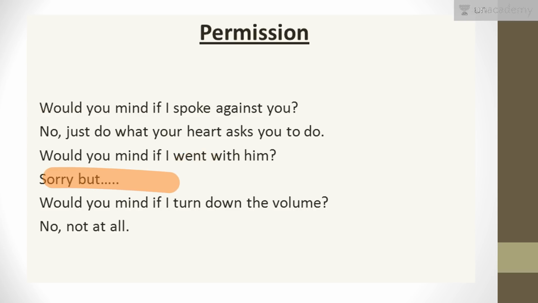Okay. The next could be, would you mind if I turned? Now here it should be turned. There's a mistake. It should be turned. So would you mind if I turned down the volume? बुरा तो नहीं मानते अगर मैं वॉल्यूम कम कर देता तो it would be no, not at all. जी बिल्कुल बुरा नहीं मानता. Please make sure it should be turned. If I turned, okay, it should be second form.